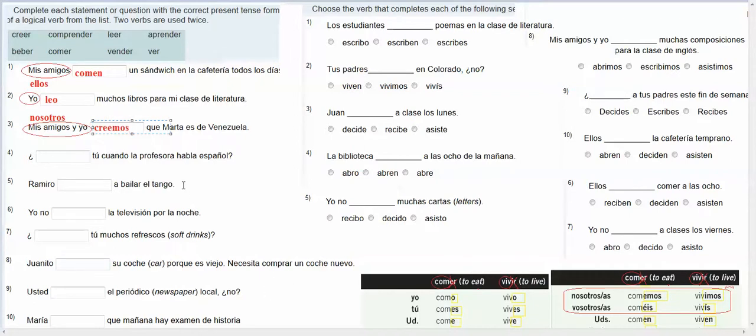"Blank tú cuando la profesora habla español." Probably, do you understand, which would be comprender. Okay. And who is it that understands? That would be you. If it's a question, you're going to find your subject after the verb. If it's a statement, you're going to find it before. Okay, I'm still going to get rid of my ER, and if I look down here, this is an ER verb, so there's you, and I'm going to pick an ES: comprendes.